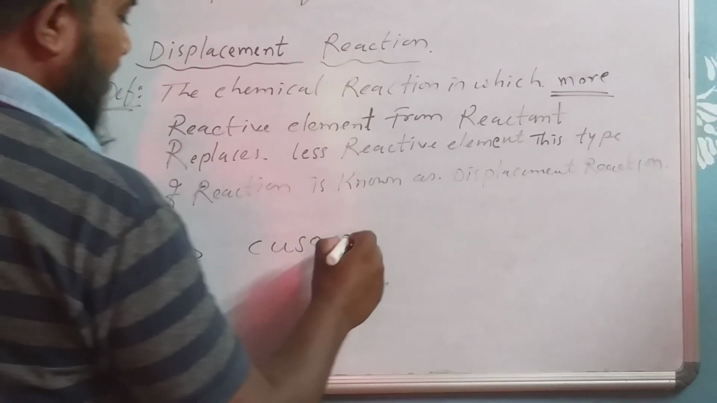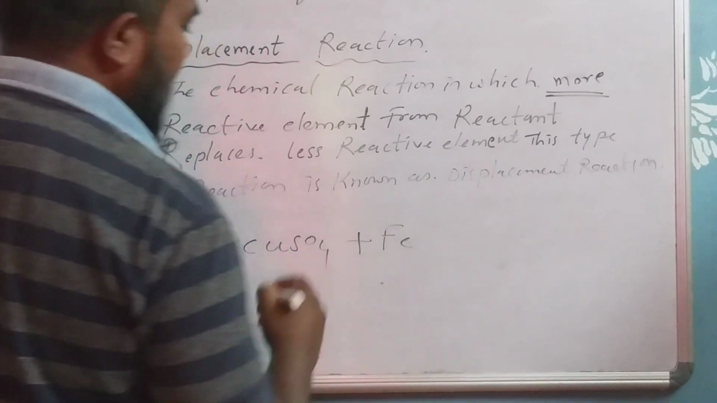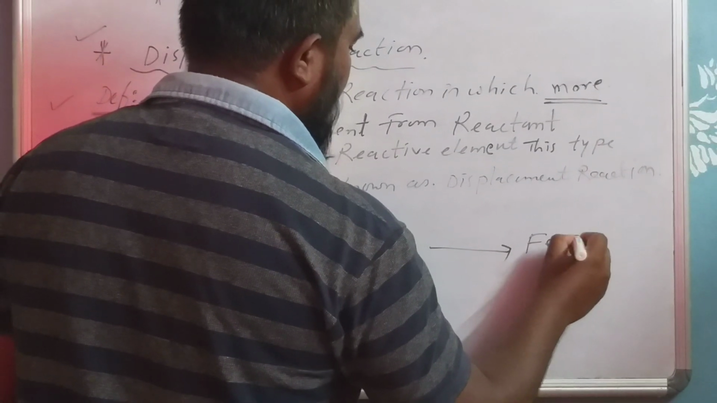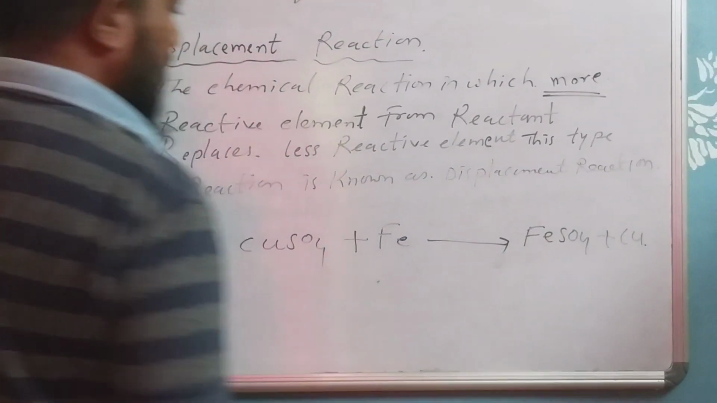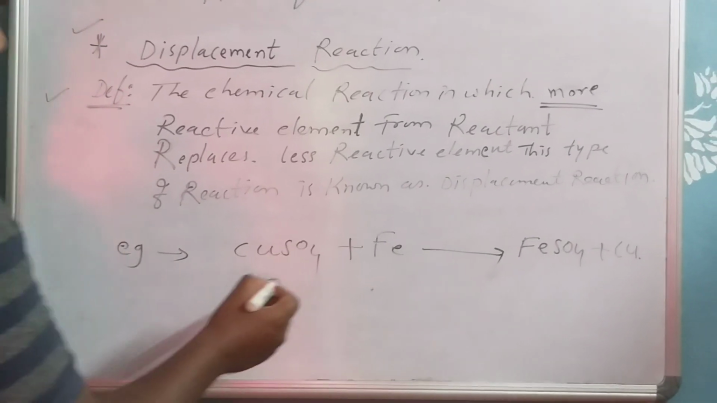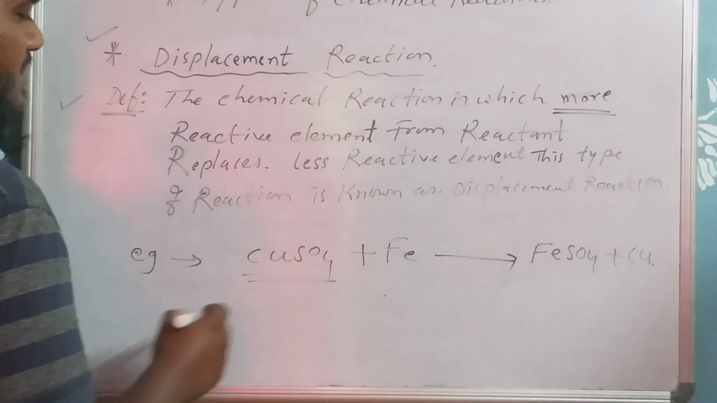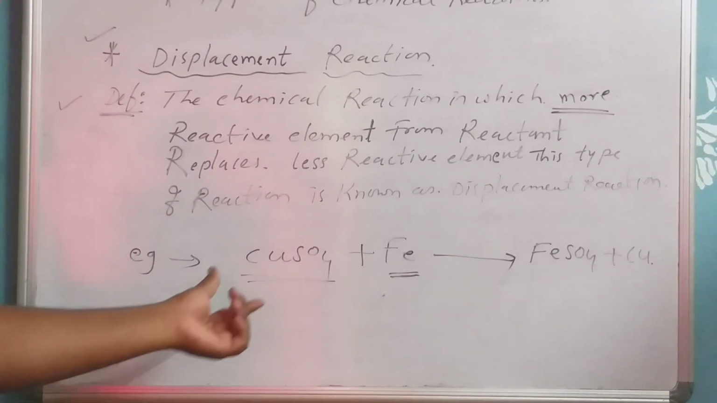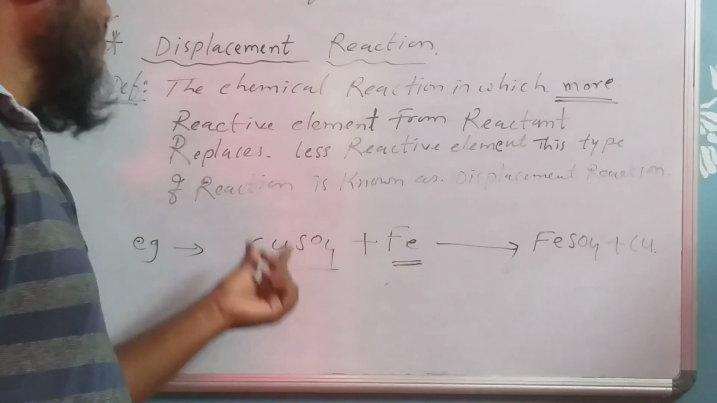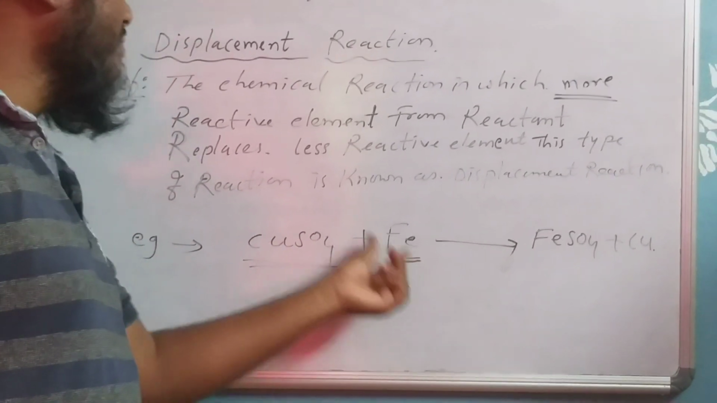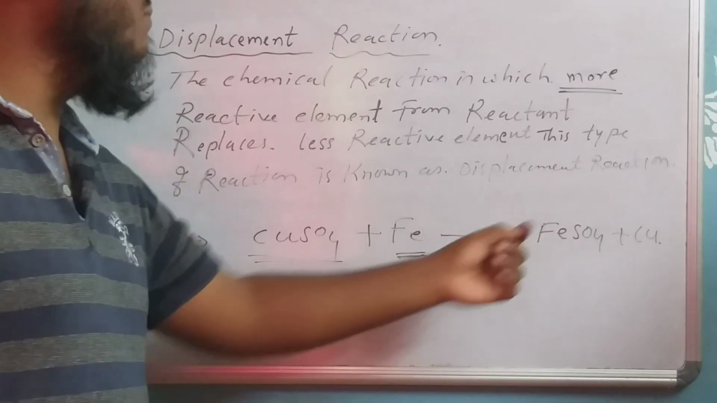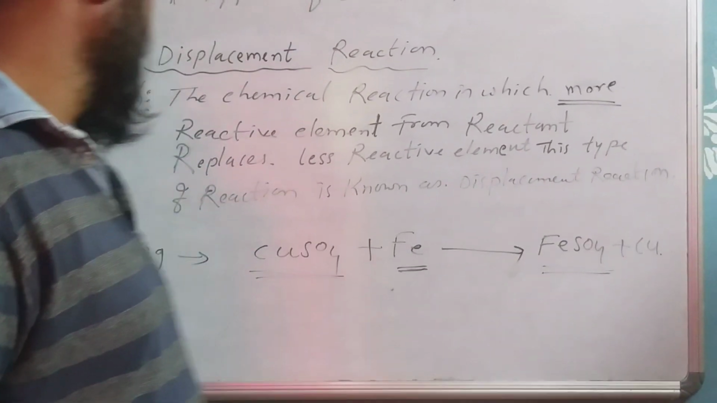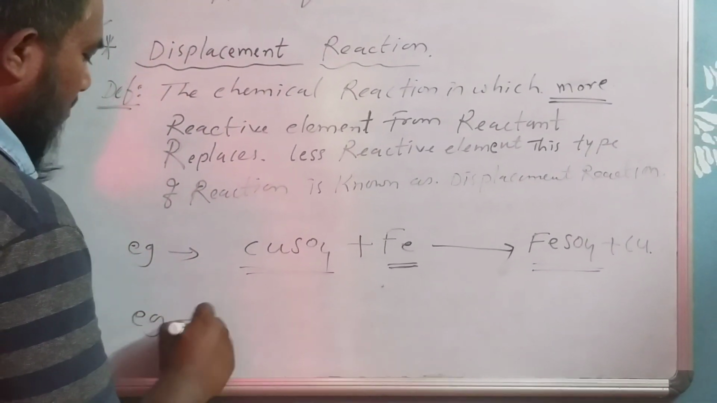CuSO4, copper sulfate, plus iron Fe gives FeSO4 plus Cu. In this particular reaction, copper sulfate CuSO4 is written here. When we mix another reactant, that is Fe, into copper sulfate, Fe is more reactive than Cu, that is copper. It will replace the Cu and form the new compound, that is FeSO4, ferrous sulfate, and copper.